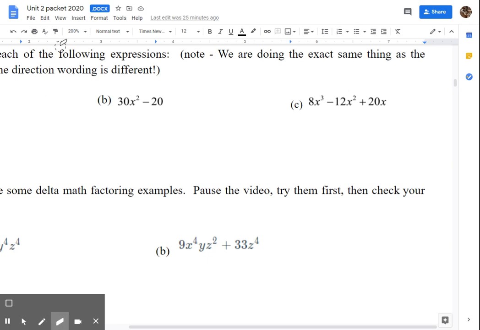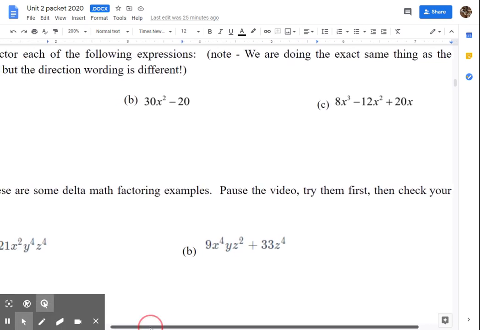I'm going to erase this thing. I don't know if you guys can see it. I got an oval on my paper. We're doing the exact same thing, except the directions look a little bit different.